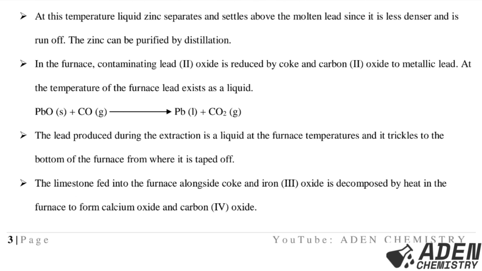So next we are saying in the furnace, the contaminating lead(II) oxide is reduced by coke and carbon monoxide to metallic lead. Remember, when we were talking about the zinc blende, we said in the roasting chamber, zinc sulfide will be roasted in air to obtain zinc oxide and sulfur dioxide. So the impurity lead(II) sulfide also will be roasted in air to obtain lead(II) oxide and also sulfur dioxide. So that lead(II) oxide is the contaminant that we're talking about. The contaminating lead(II) oxide in the furnace is reduced by coke and carbon monoxide to metallic lead.